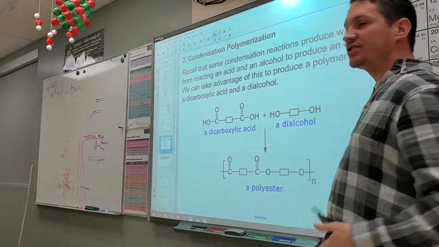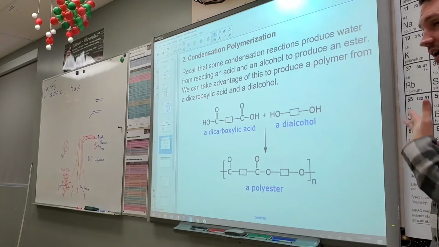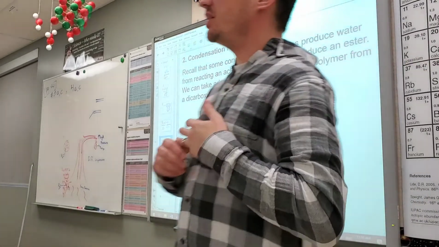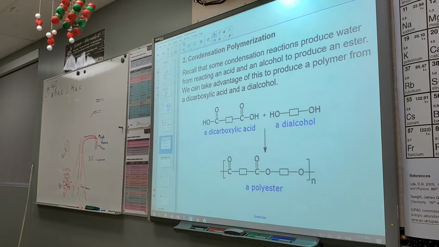Condensation reactions. You're pulling water out of this thing. What other reaction do we know you get water as a product? Yeah, esterification. And what two things do you need in order to make an ester? An alcohol and an acid.